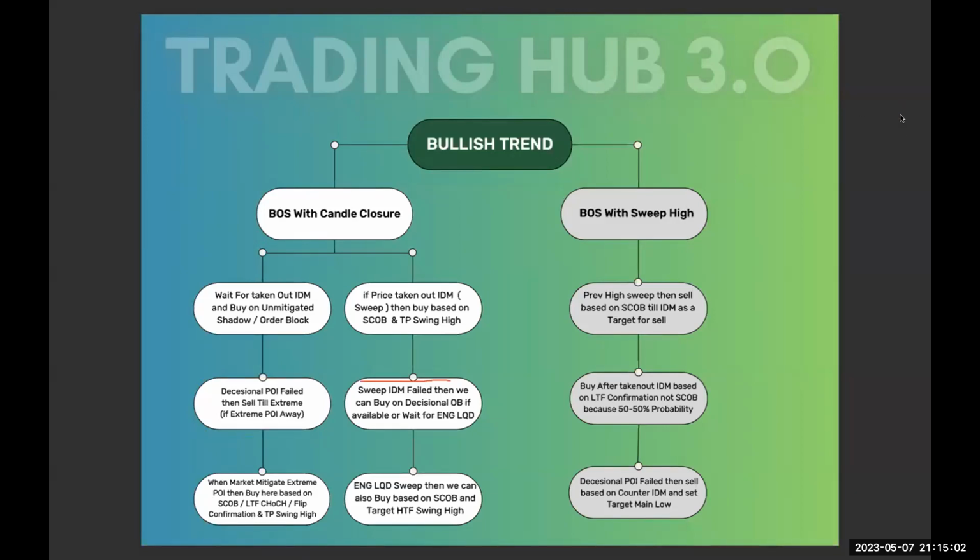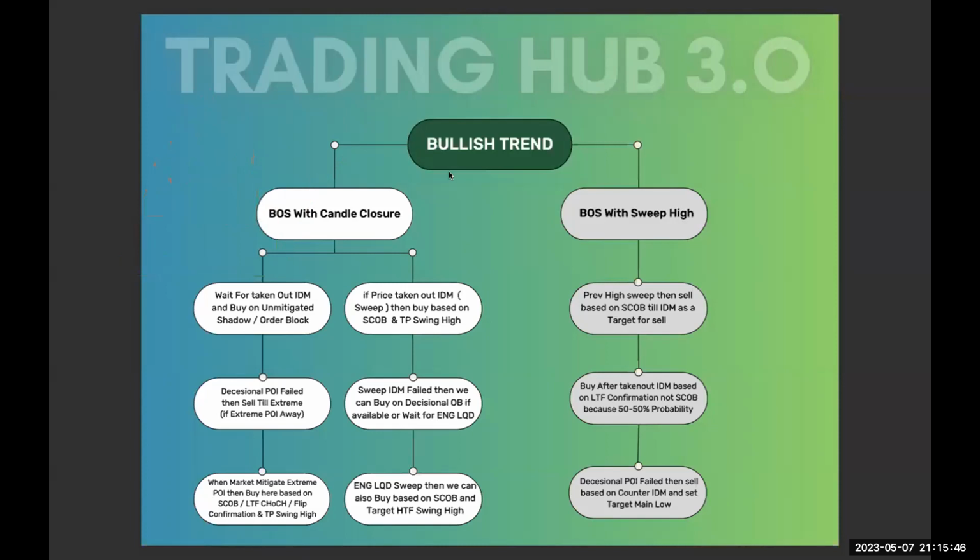If the decisional inducement sweep failed, okay, this one is a sweep here and you are willing to buy here, and this one has failed. So where should you buy and sell? You have to buy on your PoI in a higher time frame, because this is an inducement and this is an order block where you can buy here, right? And you can buy here, okay, if an order block is available here. If there is no unmitigated order block, then you have to wait to mitigate your extreme order block or take out the engineering liquidity, and then you can buy here, right?